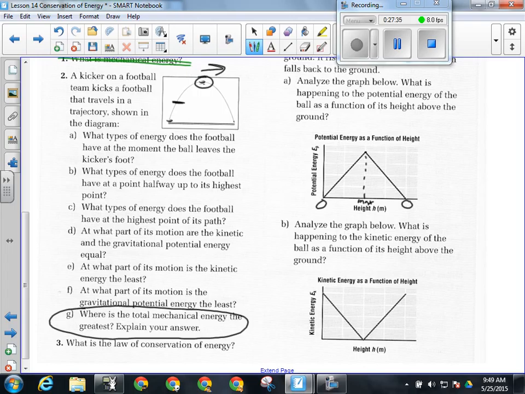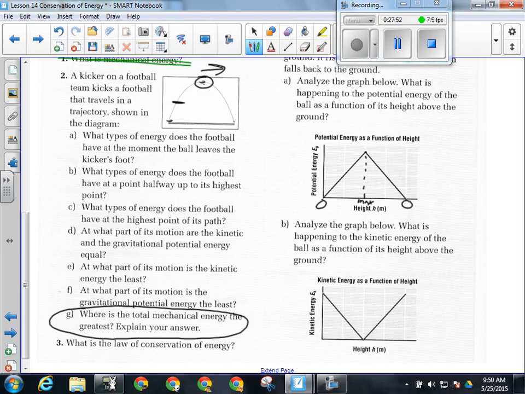Now that graph makes a little bit more sense. But that's why a graph needs to have a scale. Otherwise, it'll lead people to misinterpret the graph like we just did. We don't want that. Everyone okay with that one? Same problem with the kinetic energy graph.